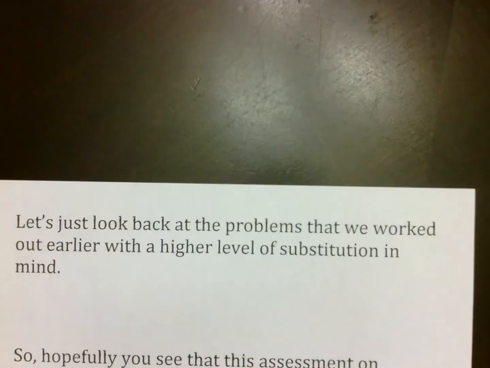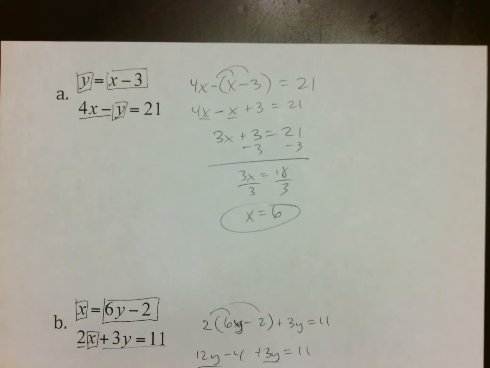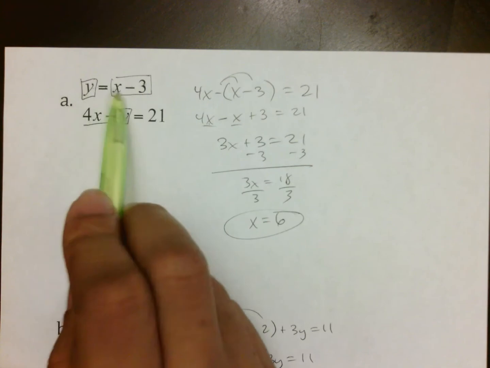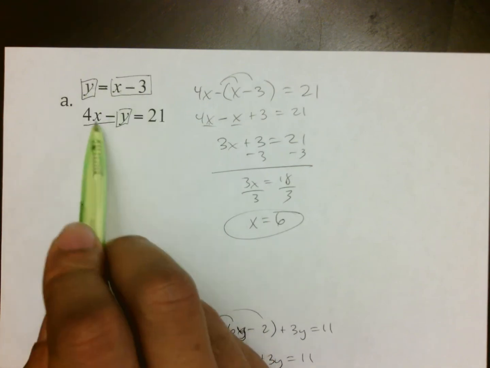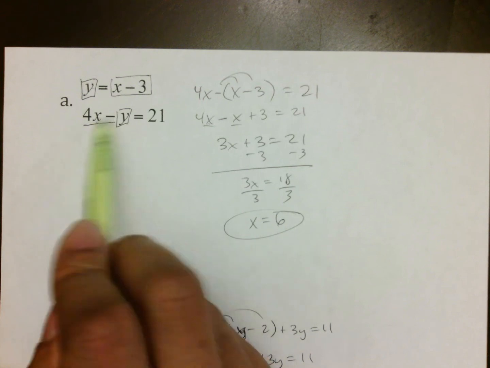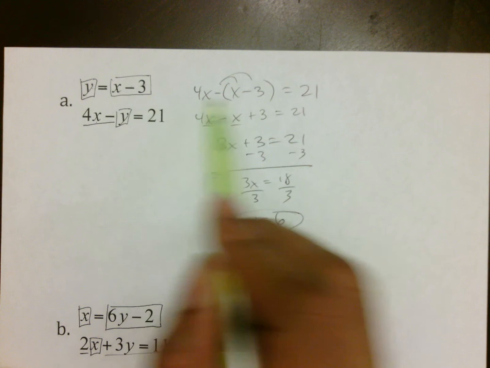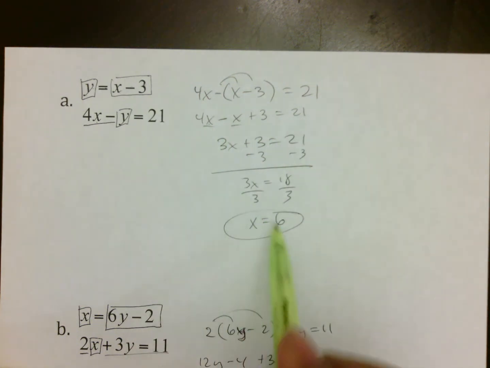So very briefly, let's just look back at the problems that we worked on earlier with a higher level of substitution in mind. So going back to your notes, hopefully whatever one that you wrote down is the one that you'll follow on. And here's what happens. When we started out, we had two variables. We didn't know what y was, we didn't know what x was, so we couldn't solve that. We used substitution to get y away and leave us with just x. But in the end, equality says now that x is 6.